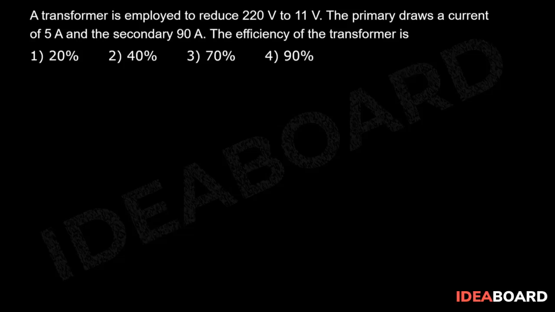A transformer is employed to reduce 220 volts to 11 volts. The primary draws a current of 5 ampere and secondary 90 ampere. The efficiency of the transformer is... First of all, collect the data. So this is working as a step down transformer, right?